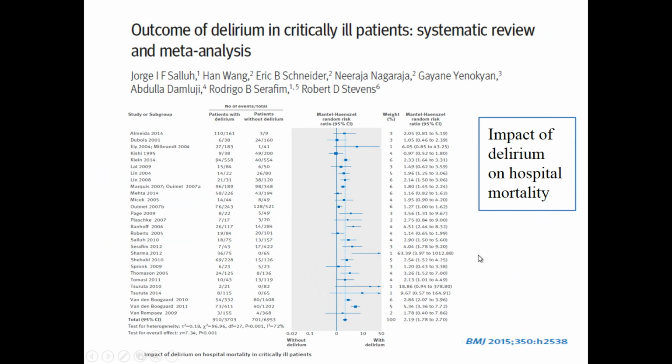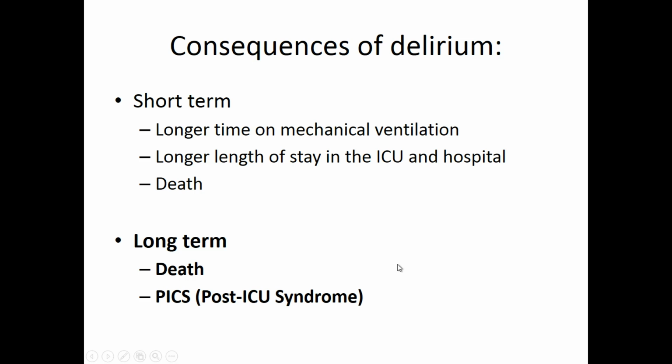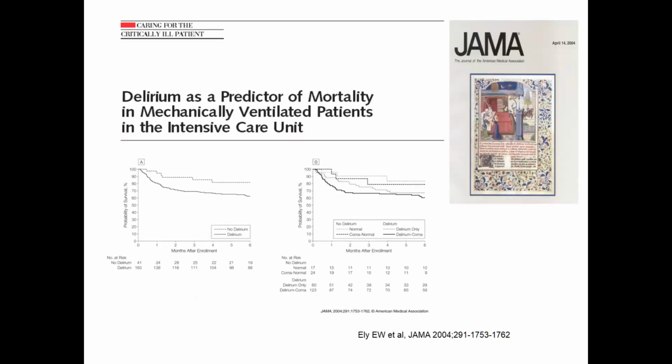Similarly, when the same systematic review and meta-analysis looked at the effects of delirium on mortality in the hospital, they found the same conclusion, that delirium was associated in the aggregate of the literature with a risk of higher hospital mortality. So that's the short-term effects of having delirium. That's having any episode of delirium while in the intensive care unit. Let's talk then about the longer-term consequences.